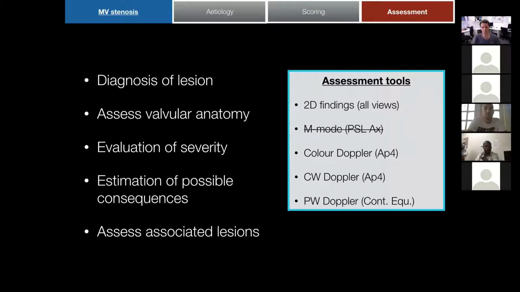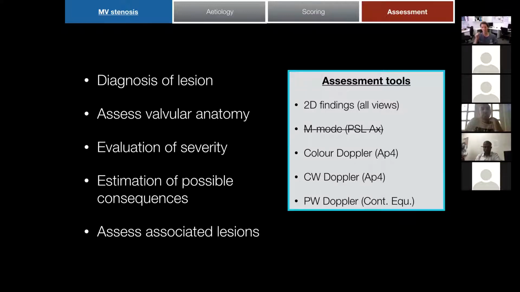So assessment. Why is this relevant for the critically ill? Because if you see patients who've got mild disease who are hemodynamically hyperdynamic, or they are moderate disease and they're hypovolemic, you might underestimate or overestimate severity. So in the critically ill, if you think someone's got mitral valve stenosis, and I'm going to show you a great example of this in a moment, you've got to know how to assess it. And it's not straightforward, and it's not just 2D, and it's not just color Doppler.